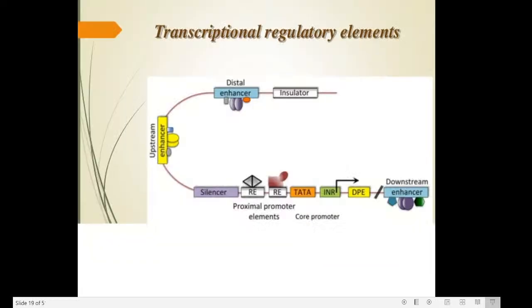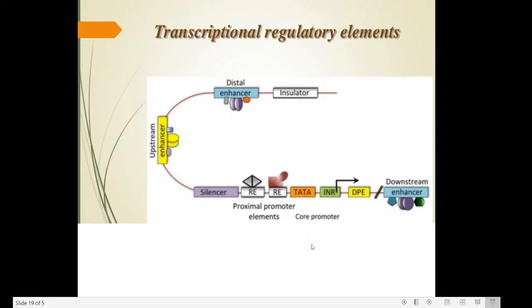Here I have included some images for understanding. Here you can see the insulator and the enhancer. Then upstream you have the enhancer, then the silencer.